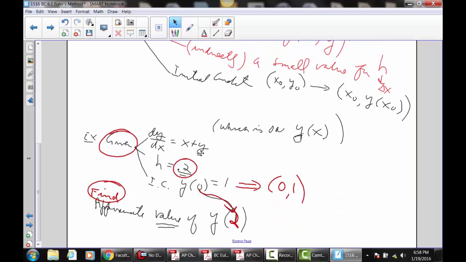They're going to give you dy dx equals x plus y, so they're going to give you a differential equation. This time it has x and y. They're going to give you an h of 0.2, and they're going to give you an initial condition of y of 0 equals 1. So they're basically telling you the point (0, 1) is on the solution to this differential equation. Remember, the solution of a differential equation is y equals. So we have 1 point on our solution, and we want to find an approximate value, let's say, of y of 2. So we've got to get from x equals 0 to x equals 2, and we're going to do it in increments of 0.2.